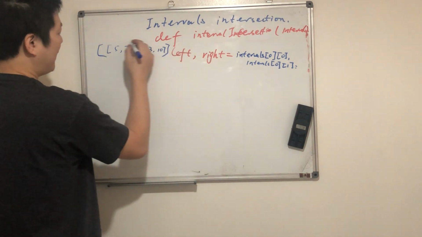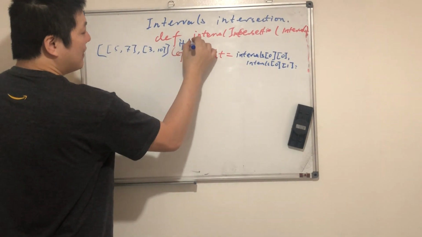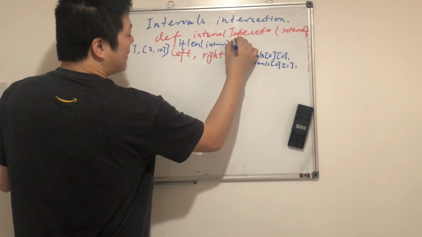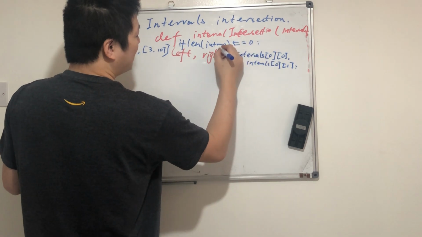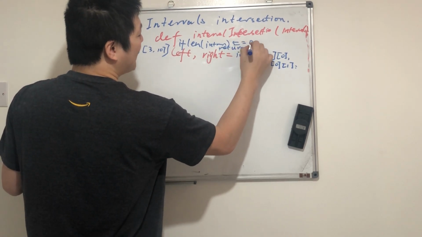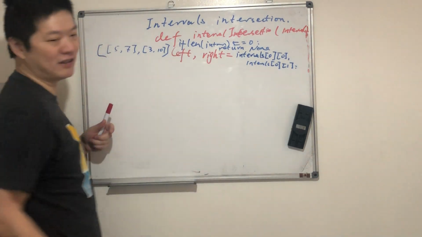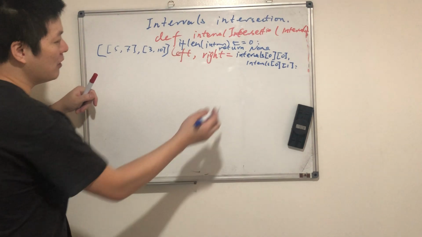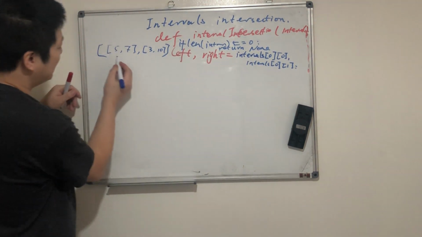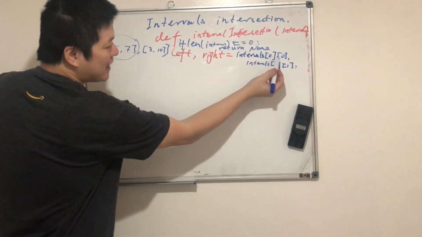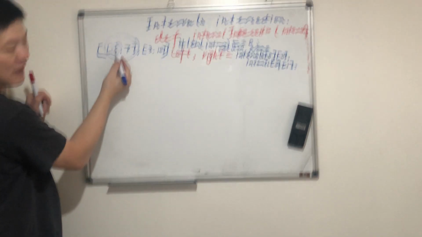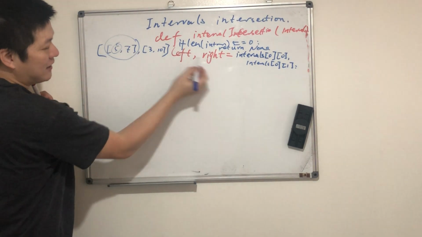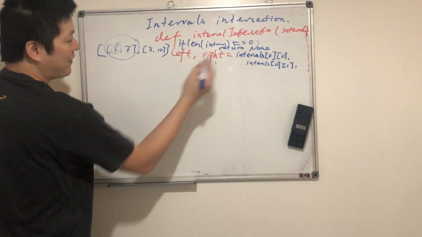So we can check if the length of this intervals equals 0, then we return none, because there's no intersection and obviously there's no interval. So intervals[0][0] is this, and intervals[0][1] is 7. So let's write: left is 5, right is 7.